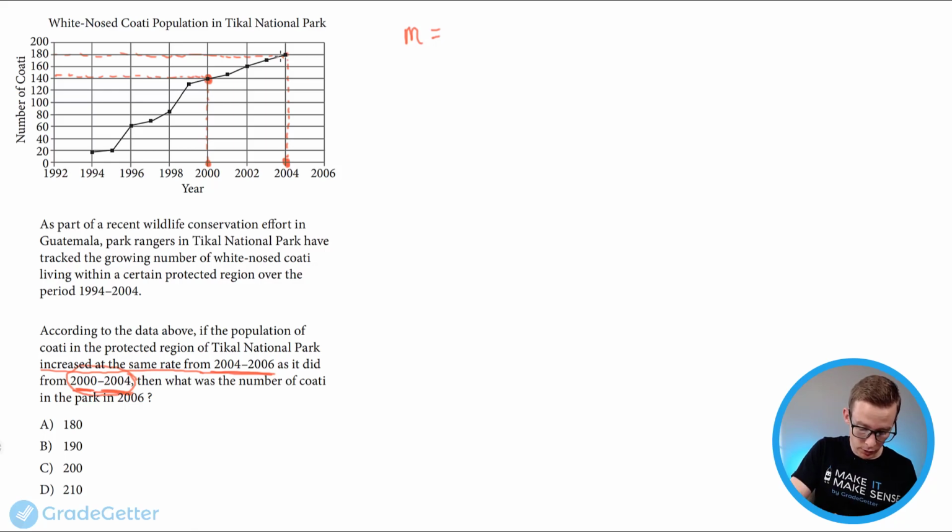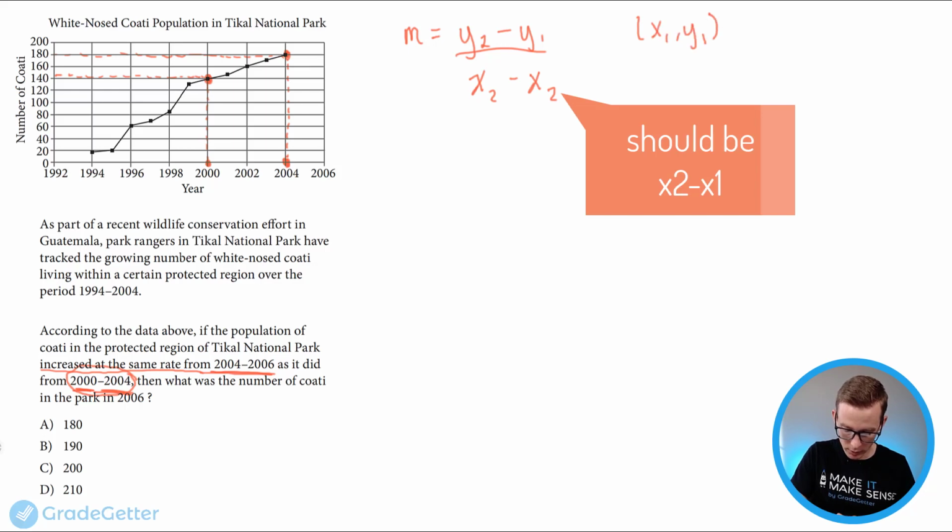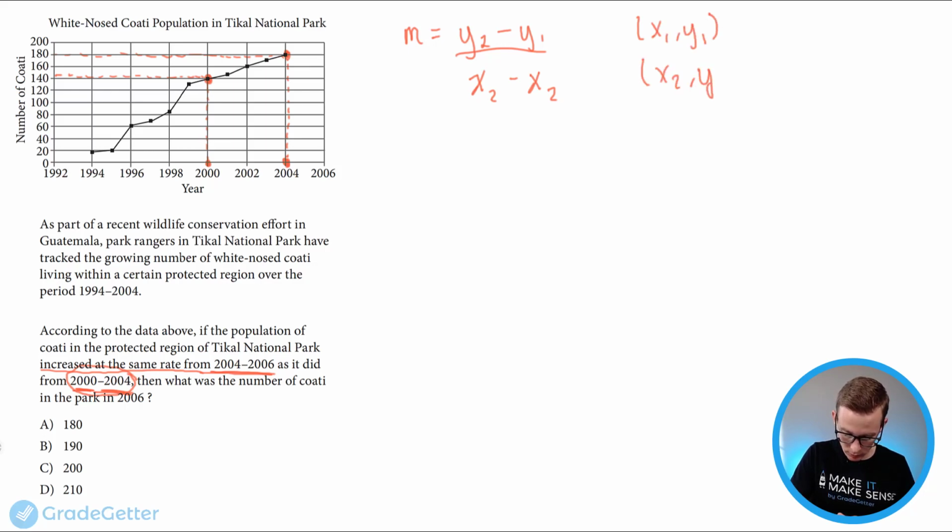In this case, we're looking for the slope of this line because it's a rate. A rate is a slope. So to find the slope, in general, it's the change in y over the change in x, or the change in your vertical over the change in your horizontal. So we need 2 points, an x1, y1, and an x2, y2. Well, our first point is going to be at the year 2000, and when it's at the year 2000, the number of coati looks like it's at 140. So that's our y.